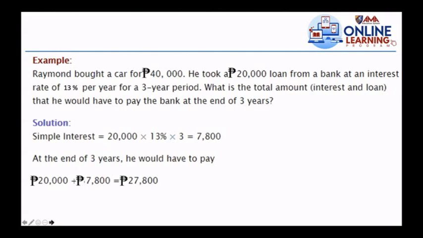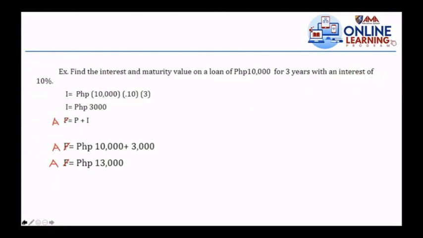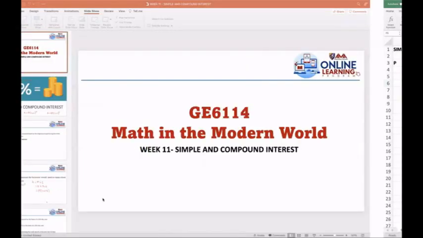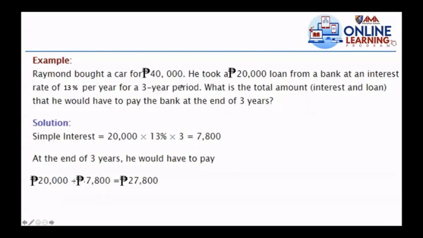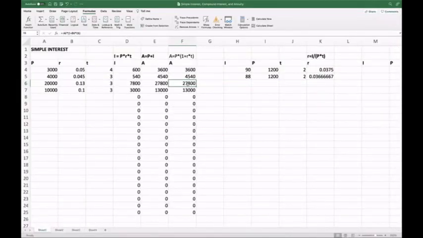Why? Because we have a formula for that, right? The A = PERT. Remember the A = PERT? Where is that? This one. We can just use this, right? Because we only want the total amount. That's why, is this the problem? Yes. Oh, we obtained the same answer.